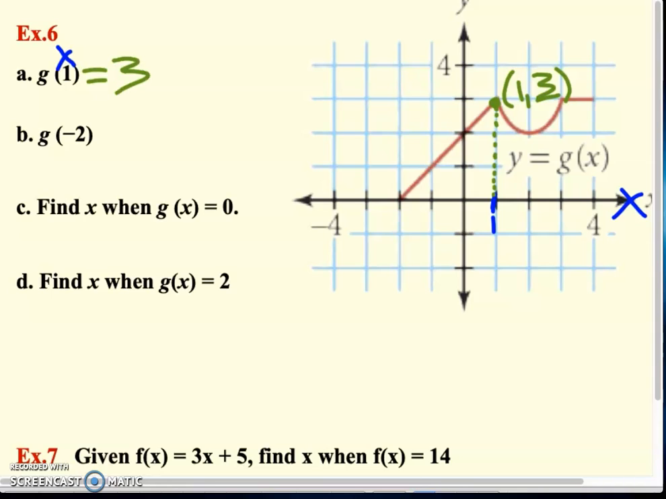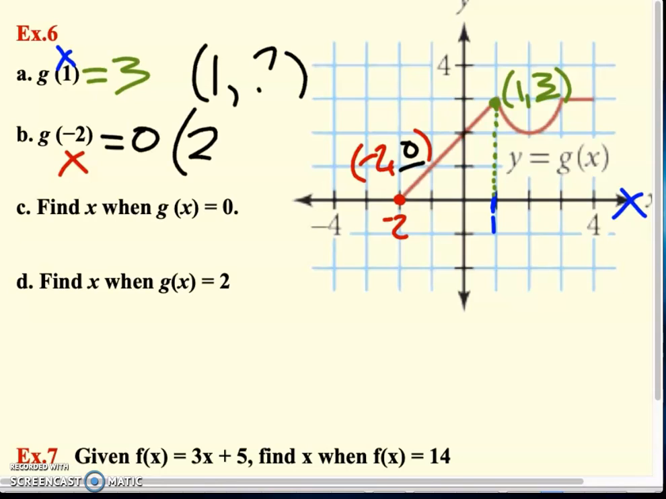Now go to g of negative 2. Well, this is my x value, and I go to negative 2 on the x-axis, which is here. And I say, all right, on the graph, because now I'm actually on the graph, what is the coordinate? It's 0. So evaluating graphically is just finding the coordinate. You're basically given half. When it says g of 1, it's like saying 1 comma question mark. When it says g of negative 2, negative 2 comma question mark. The question mark is the other half of the coordinate. So go to your graph and find it.